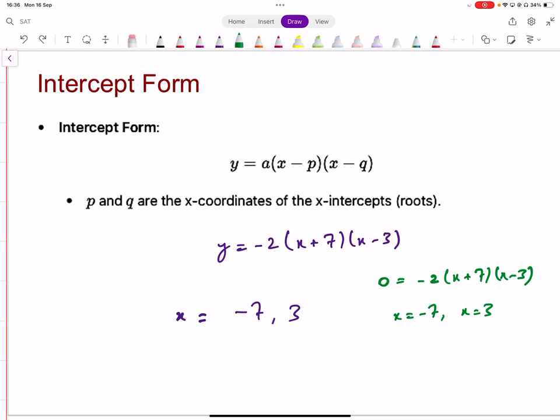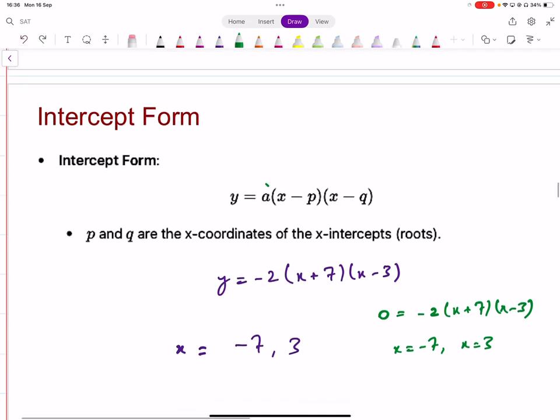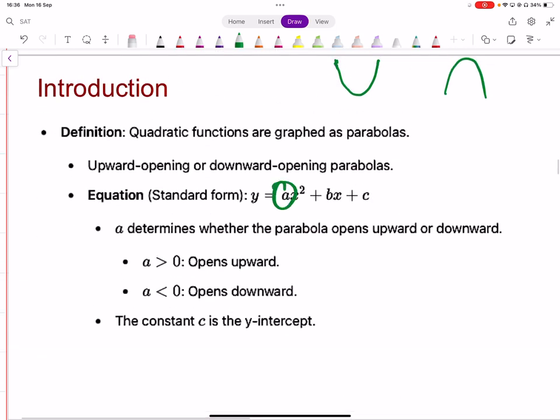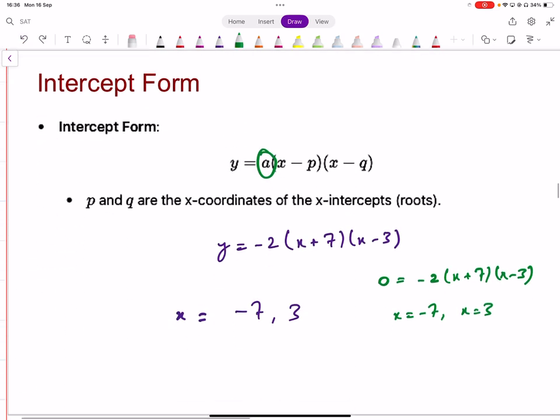Is it an upward sloping curve or a downward sloping curve? Is it an upward facing curve or a downward facing curve? Downward, right? N-shaped. Why? Because this number is -2. This a here is the same as this a, the coefficient of x squared that you have here. From the y equals ax squared plus bx plus c form, these a values are the same. So since this number is negative, it's a downward facing curve, N-shaped curve. All right?